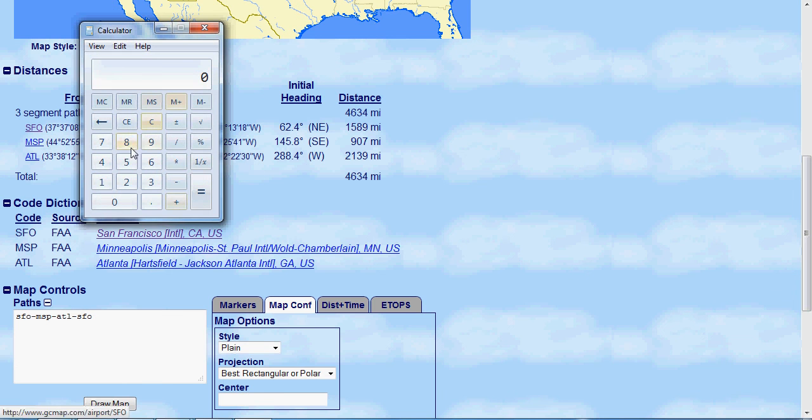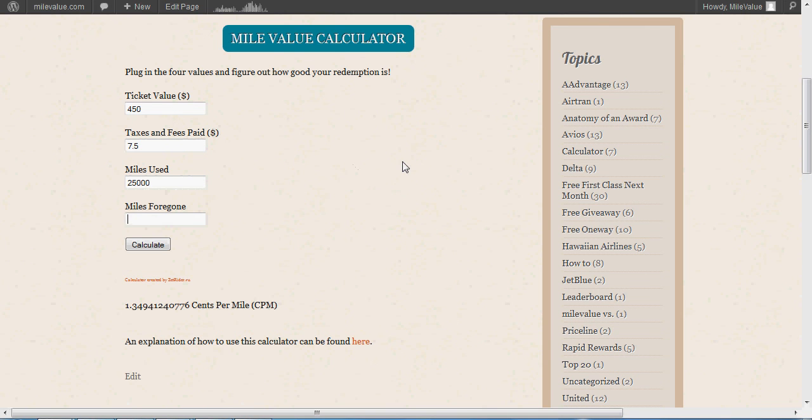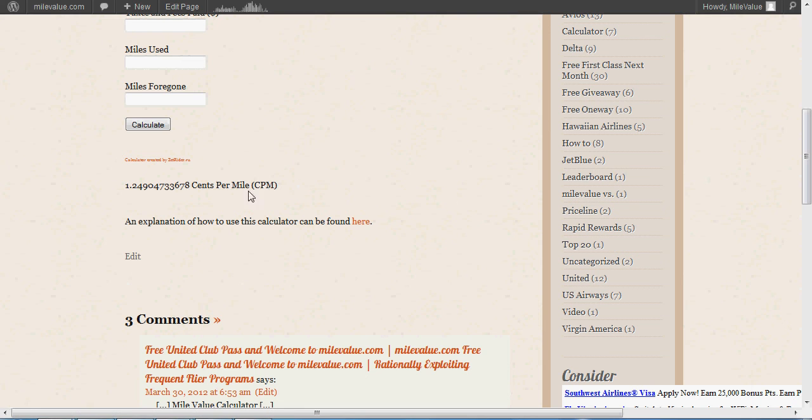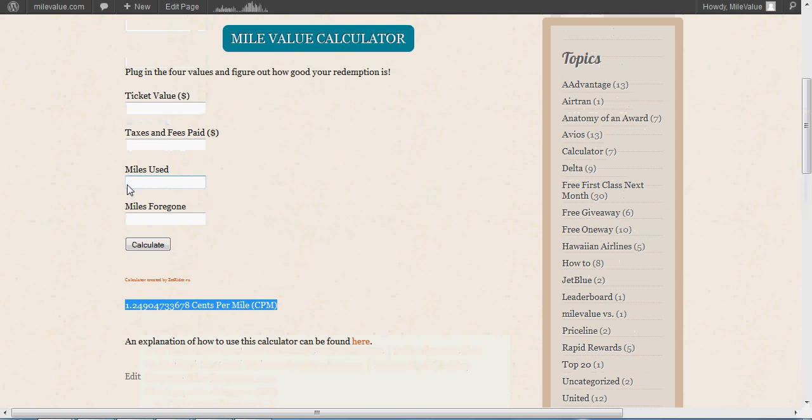but we need to multiply that by her bonus. She's going to earn 2.25 miles for every mile actually flown, so it's going to be 10,427 miles is how many she's foregoing. Since she's a Delta Diamond member, calculate. She's getting 1.25 cents per mile. Again, not great, although she is flying Delta, so not the worst redemption I've ever seen either.